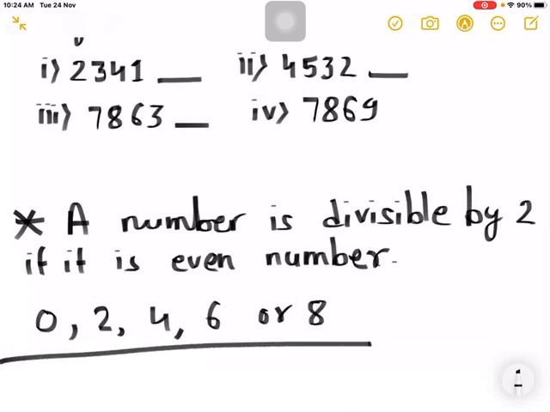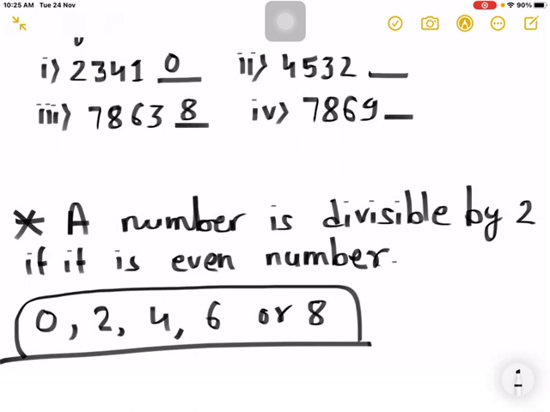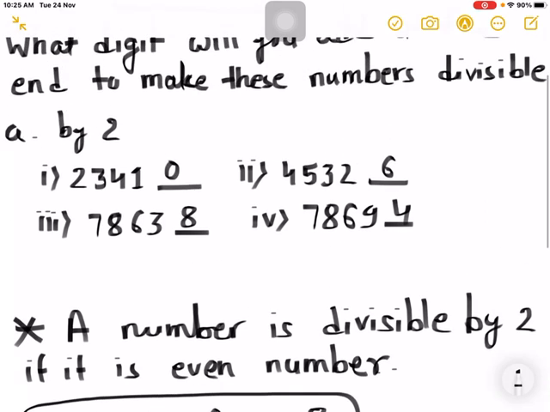Isn't it? And even numbers are those numbers which have 0, 2, 4, 6 or 8 at the end, isn't it? That means we can add 0 also here, 2 also, any of these digits at the last to make it divisible by 2, to make an even number, isn't it? You can add 8, 6, 4, that is your choice, okay? If you add 0, 2, 4, 6 or 8, then that will be an even number, so we can add in this way. Understood everyone? Very easy.